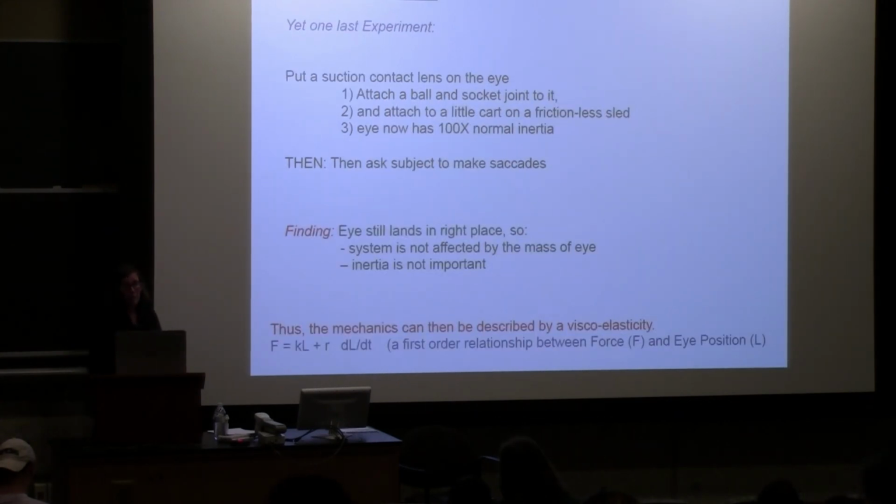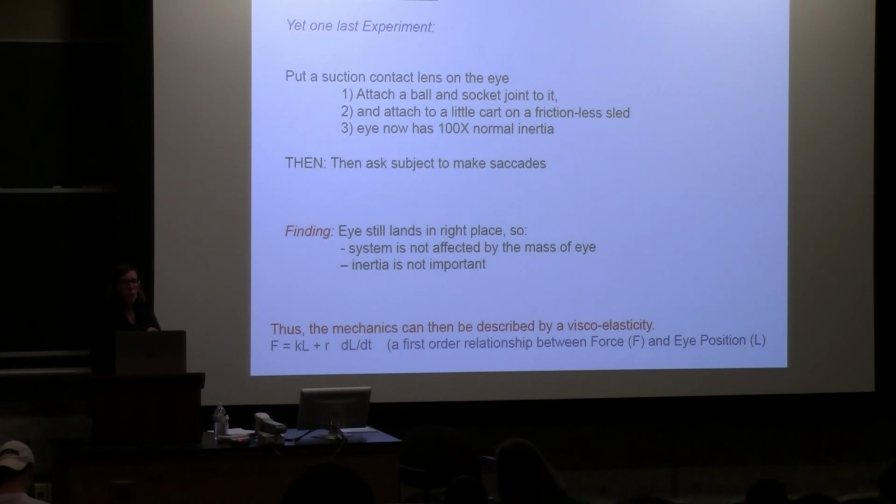So in this experiment, again, you've got a contact lens on that subject's eye, and he's going to this time attach a ball and socket joint to it. So this is real engineering, right? And now he's going to attach a little cart on a frictionless sled and put some weight on it so that the eye now has about 100 times the inertia it normally has. And then he asked the subject to make saccades.